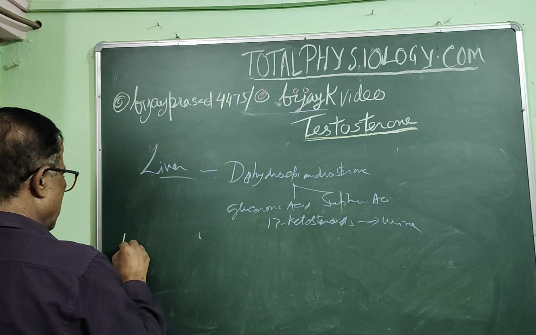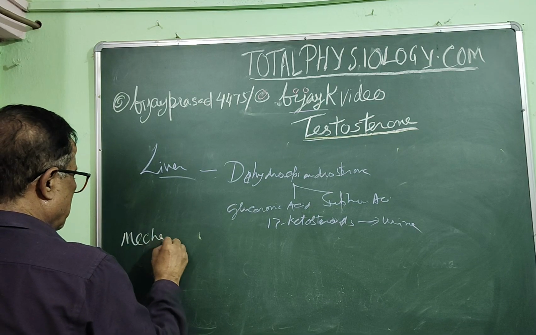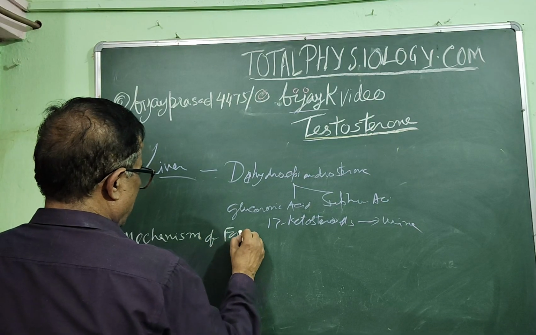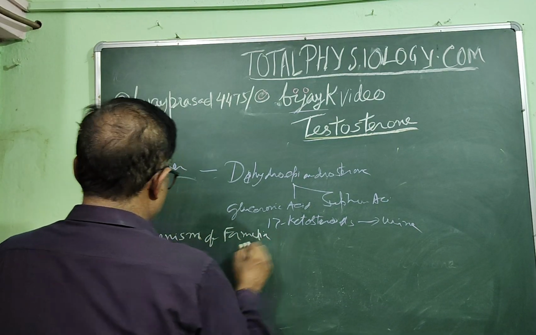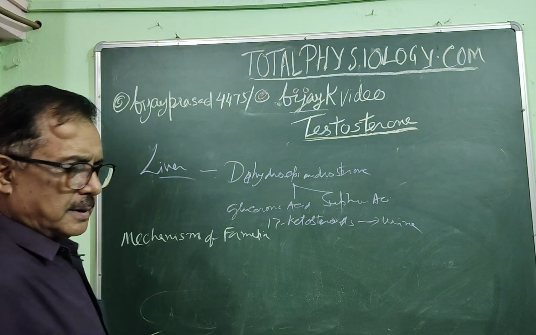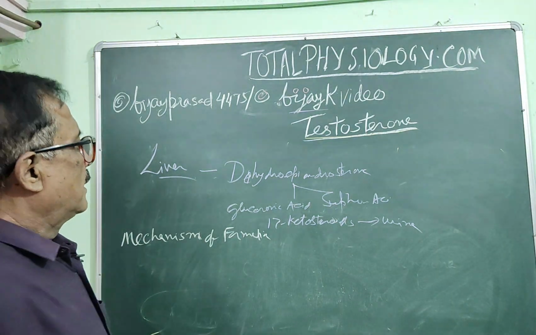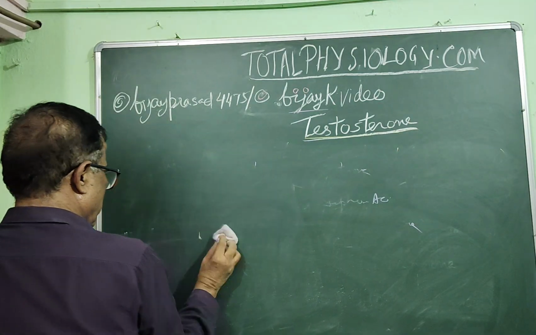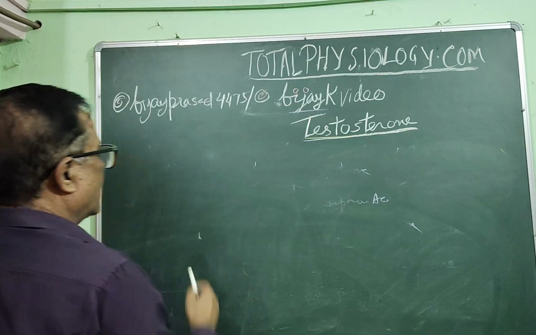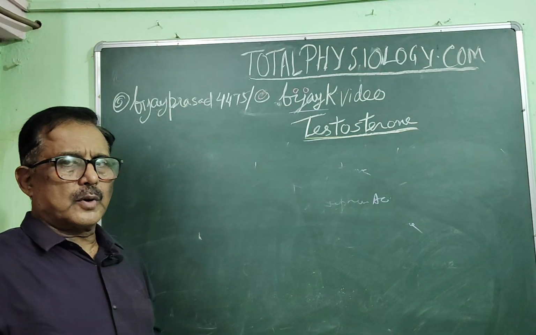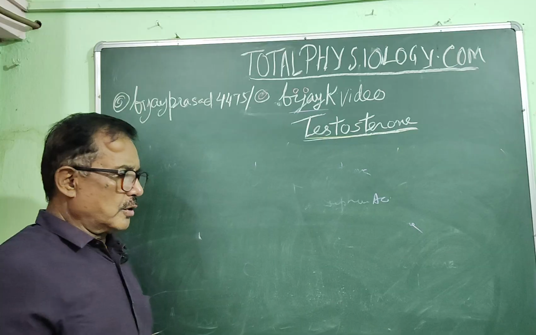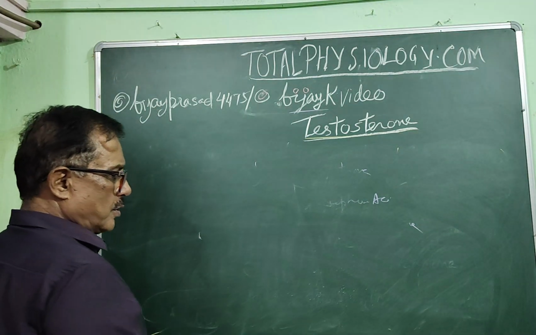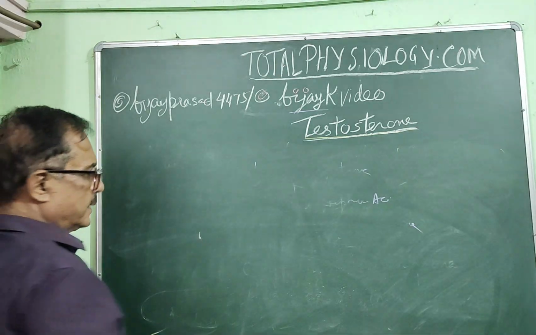Mechanism of formation. How it is formed or synthesized. Testosterone is formed, as we learned, from cholesterol to pregnenolone to 17-hydroxypregnenolone, then dehydroepiandrosterone, androstenedione, and finally testosterone.